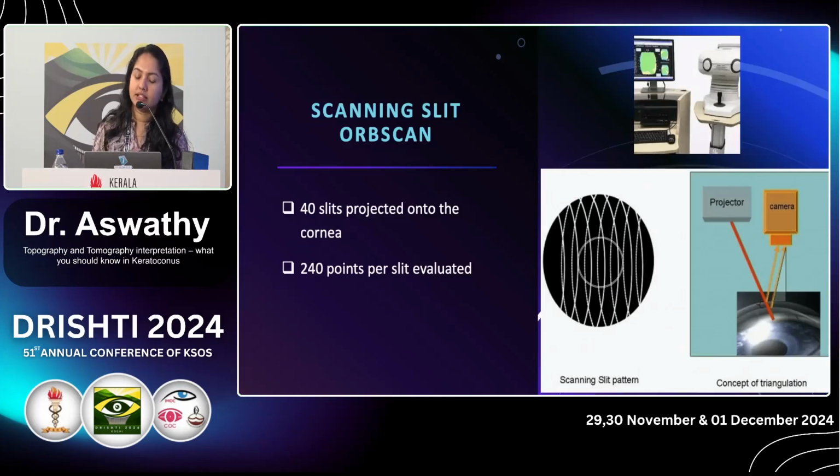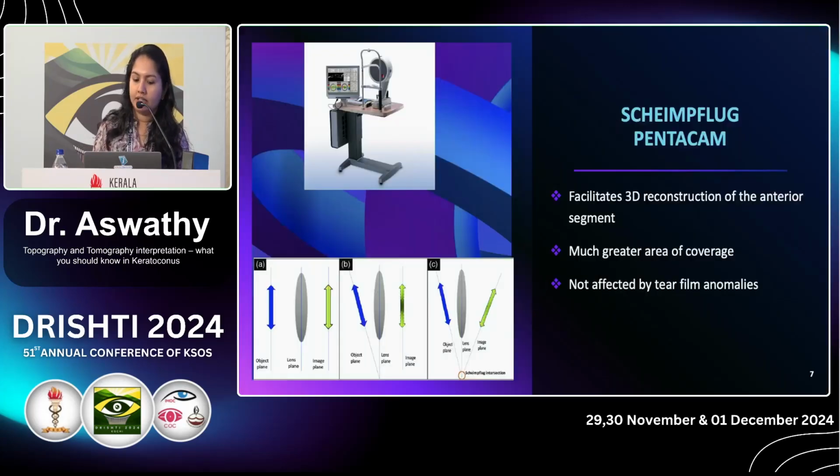Next is the scanning slit technology, which is utilized in ORBSCAN. Here, around 40 slits, 20 from the nasal and 20 from the temporal sides, are projected onto the surface of the cornea, and on each slit, around 240 points are analyzed. So the whole of the cornea is being analyzed. And in the Scheimpflug imaging, the Scheimpflug technology is used.